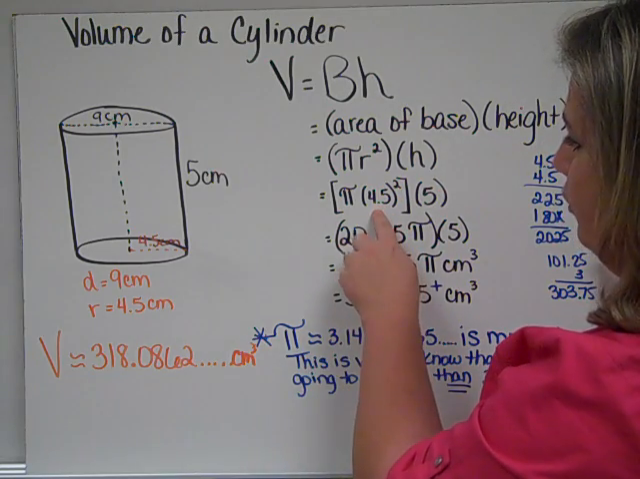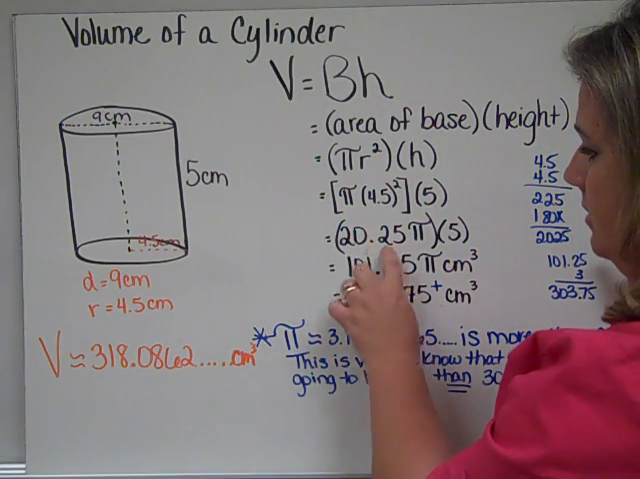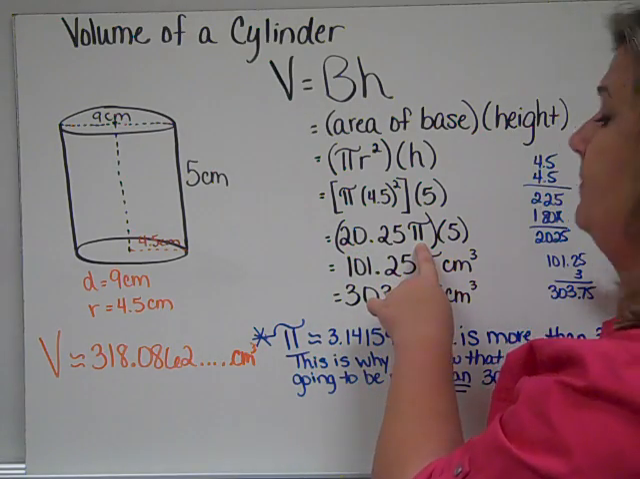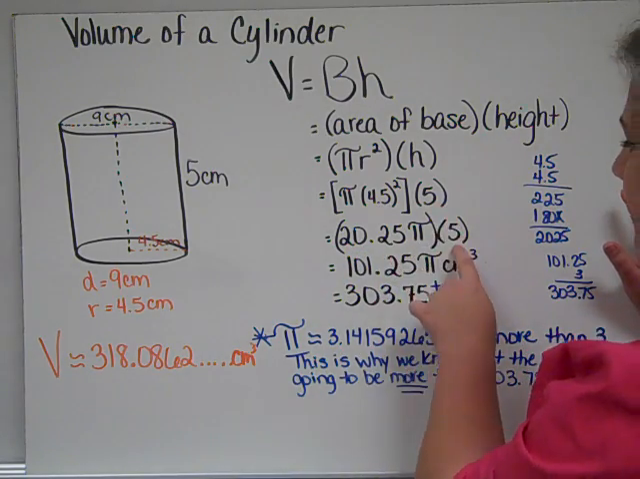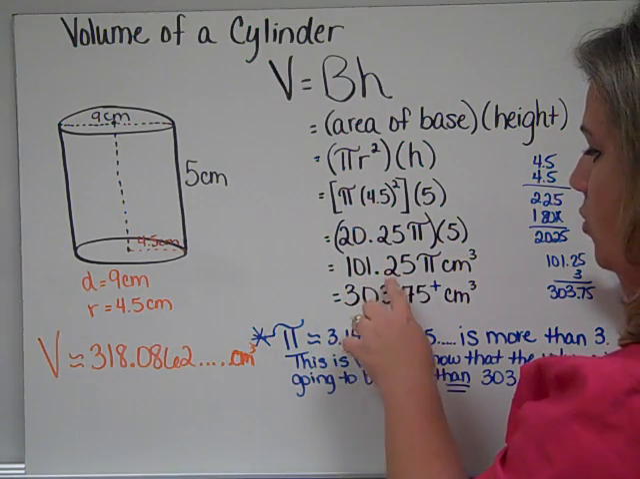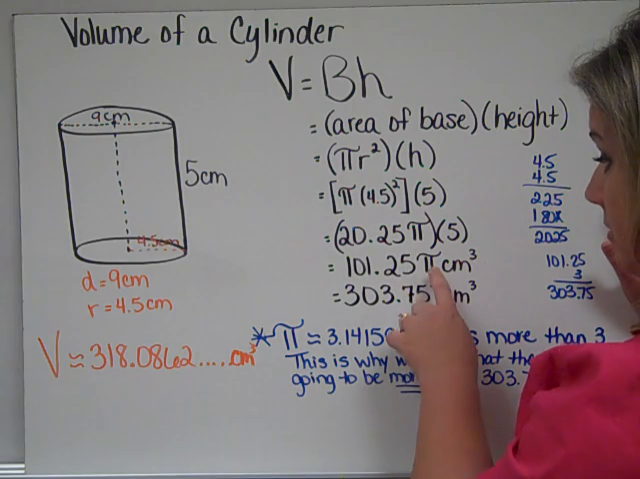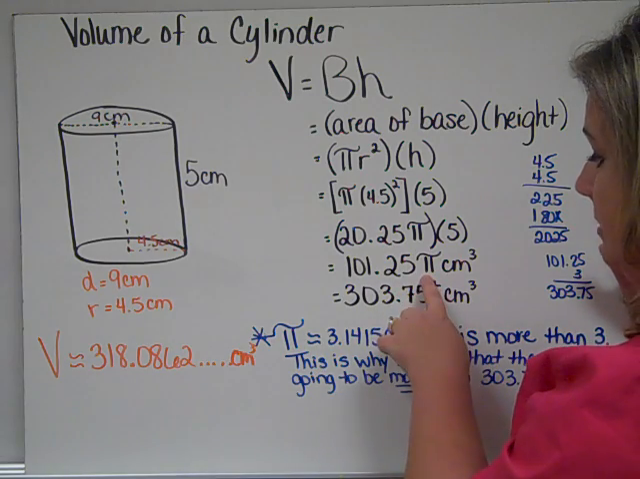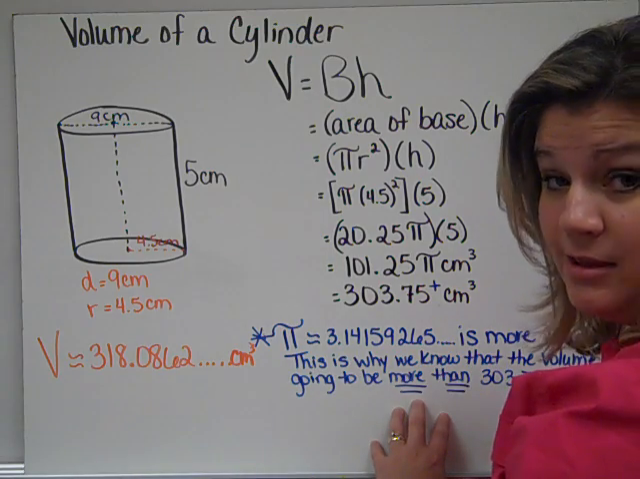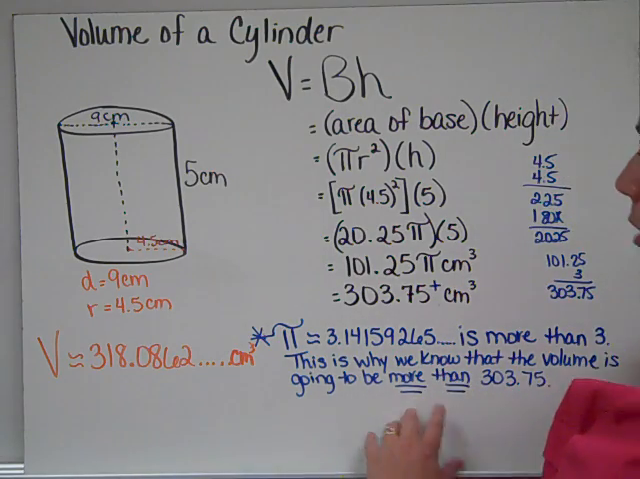Once I square 4.5, so I square my radius, I get 20.25. And I'm going to bring pi along for the ride. Then I multiply the height times my radius squared. I get 101.25. Remember, pi comes along. This is the point where I need to understand what it is that I'm doing mathematically with the numbers.